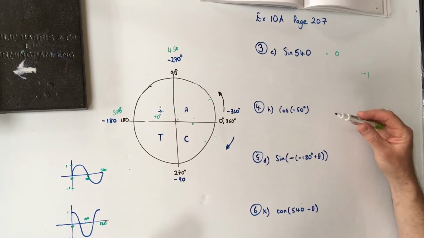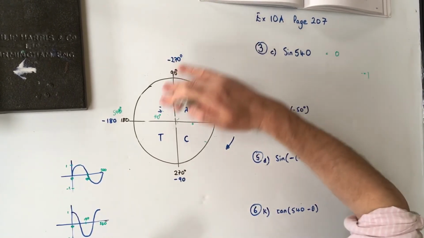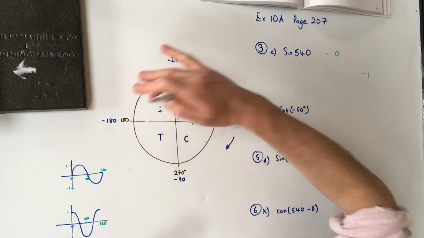Now I am going to use the cast wheel for this next one. I'll just rub those values out so I don't confuse you.